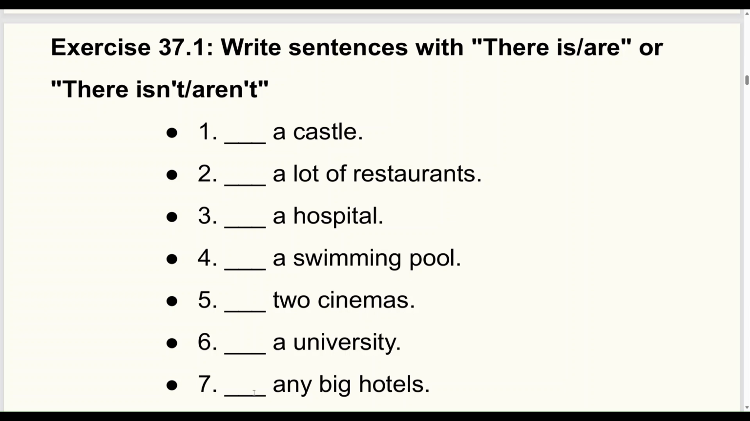There isn't any big hotels. So because we are using any here, it should be negative. So we use any for negative or questions.